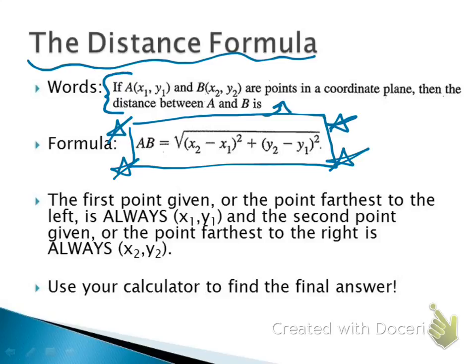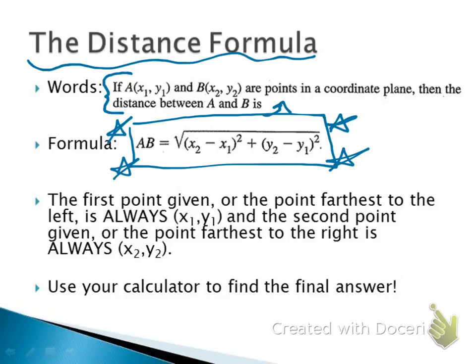So if you have a point A located at x1, y1, and B located at x2, y2, if these are points on the coordinate plane, then the distance between those 2 points is the formula you see there, the square root of the x value subtracted squared plus the y value subtracted squared.